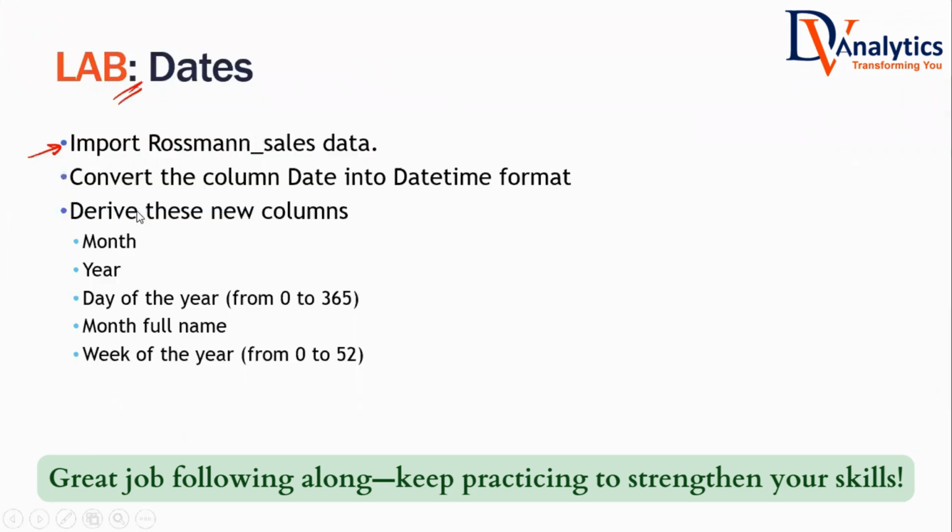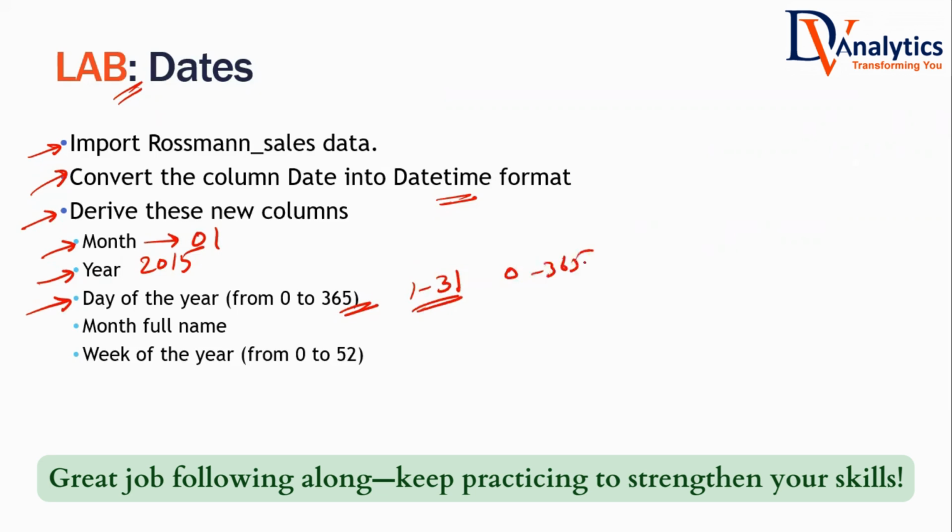So convert the date, which is in string format, into datetime format and derive these new columns. You have to convert it into month, in digits like 01, that format. Then year, and then day of the year. I'm not talking about the day of the month, which varies from 1 to 31. But day of the year varies from 0 to 365 or 0 to 364, whatever it is. And then month, full name, complete, August, something like that.